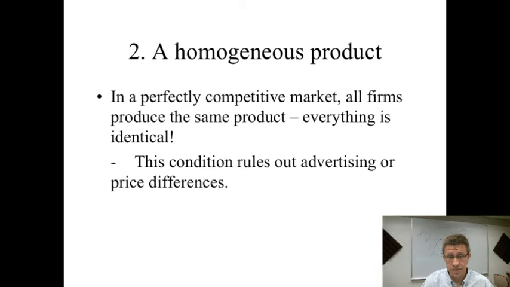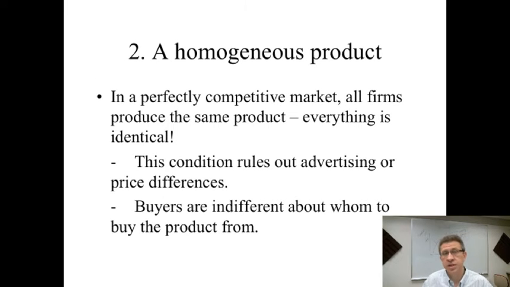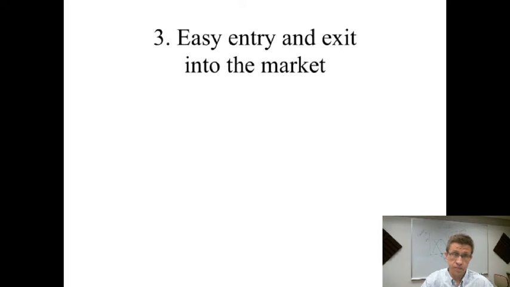Product is identical. This is a big one with perfectly competitive markets, right? The product's exactly the same, which rules out pricing differences, right? You can't price an identical product differently. It also rules out advertising differences. Nobody's going to advertise, hey, come buy our corn because it tastes just like everybody else's, right? It would never happen. Because the product's identical, buyers are indifferent about whom to buy the product from.